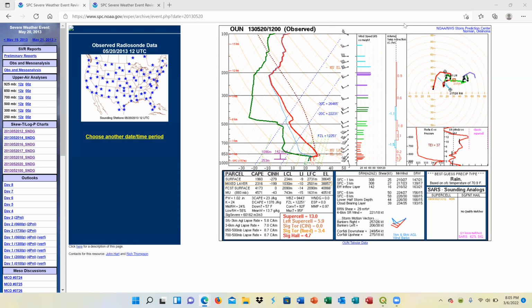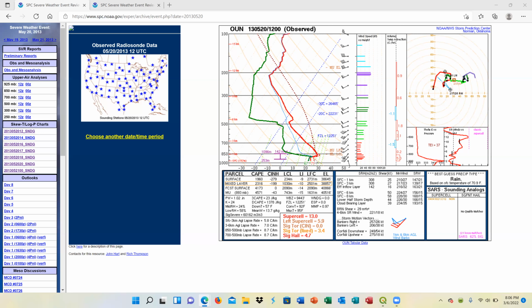So 12Z in Oklahoma, which is what you're seeing right here, is approximately 0700 in the morning. These flights are launched about 2 hours before these particular soundings are released to the public. So it's actually around 5 o'clock in the morning where this particular one's taken.